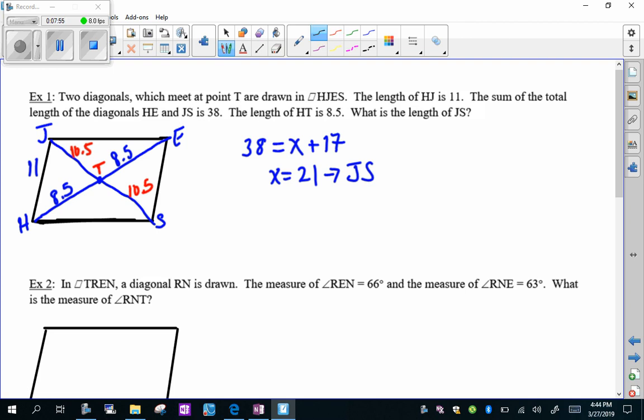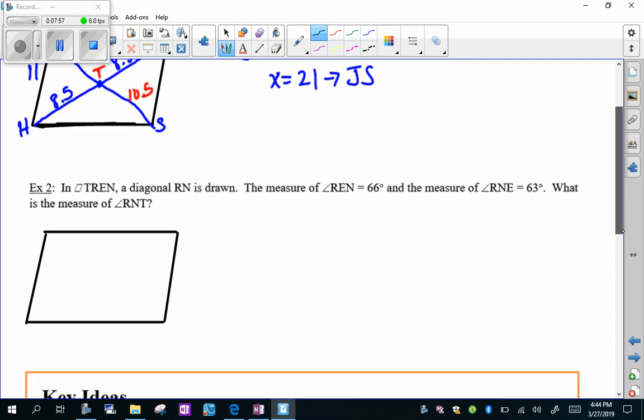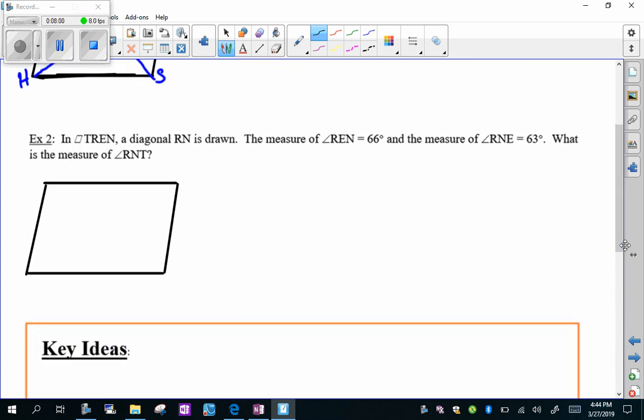Okay, let's go to number 2. Example 2 says, in parallelogram TREN, a diagonal RN is drawn. Let's do that right away. Actually, let's go around the horn: T, R, E, N. And then now I'm going to draw my diagonal RN. And it says the measure of angle REN, so I like to follow REN, is 66 degrees.